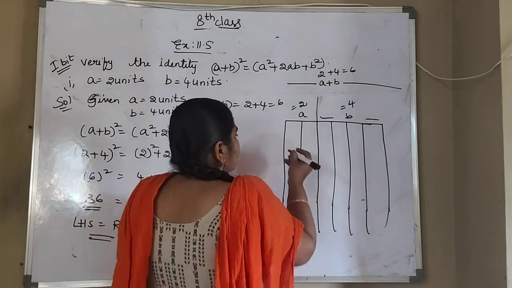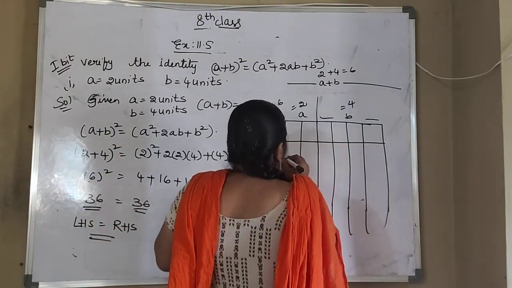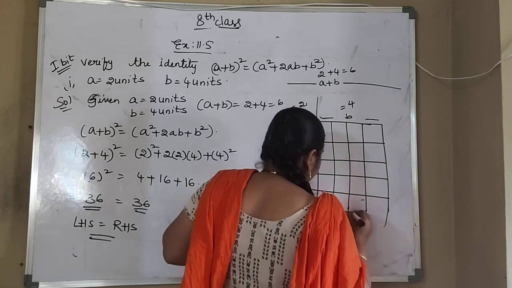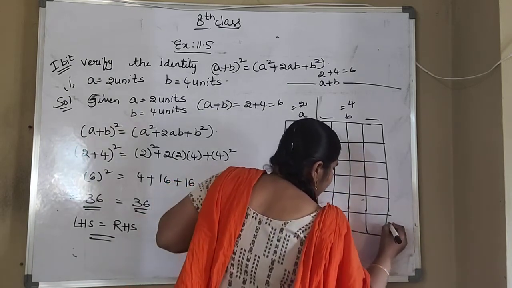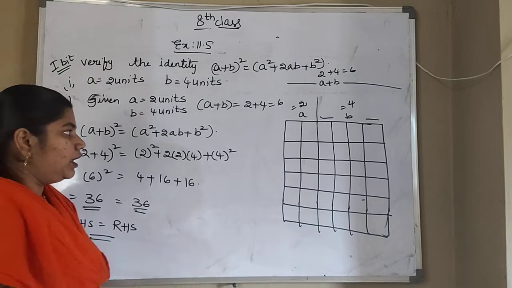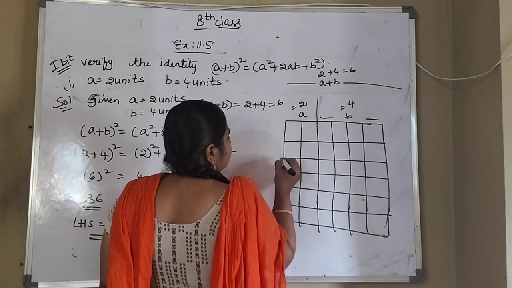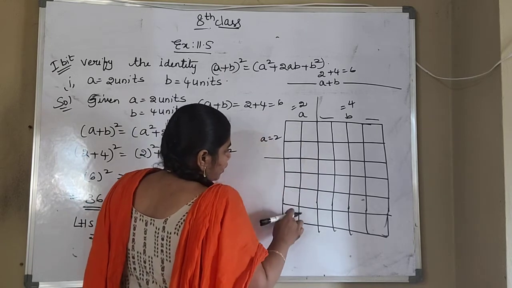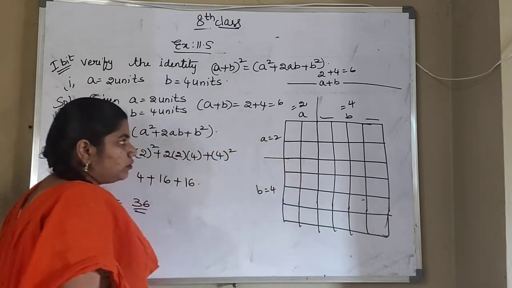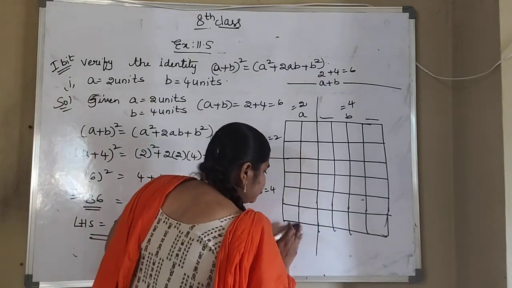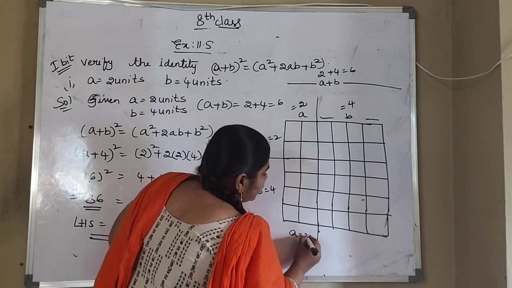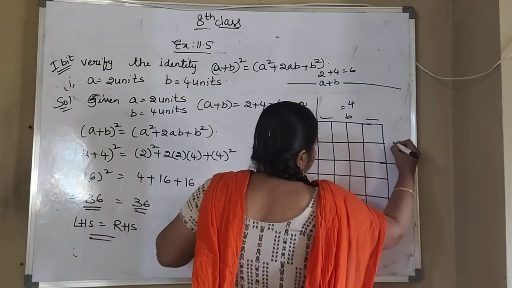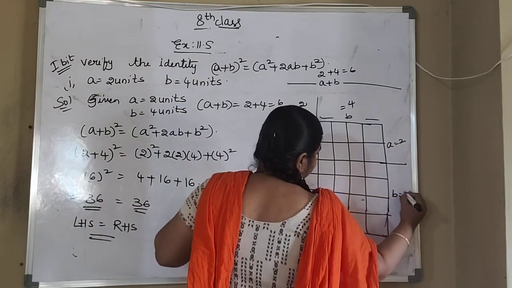Okay. Now this side also we have to take 6. 1, 2, 3, 4, 5 and this one is 6. Okay. Now from here, a value is only 2. So only 2 boxes still here I am taking. This is a is equal to 2 and 1, 2, 3, 4. This is b value. B is equal to 4. In the same way divide here also. Here a is equal to 2. Here b is equal to 4. In the same way this part also. So here a is equal to 2. Here b is equal to 4.